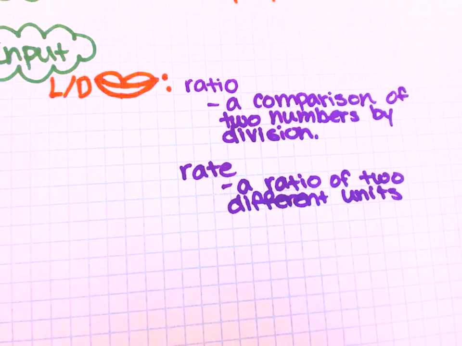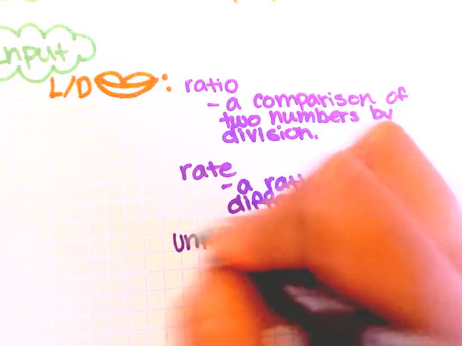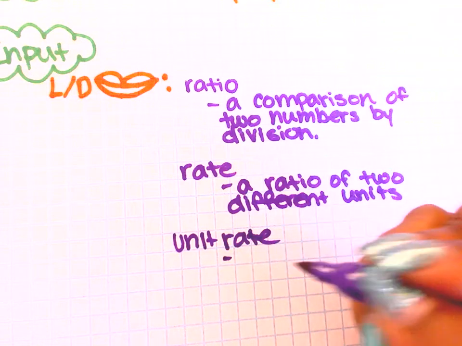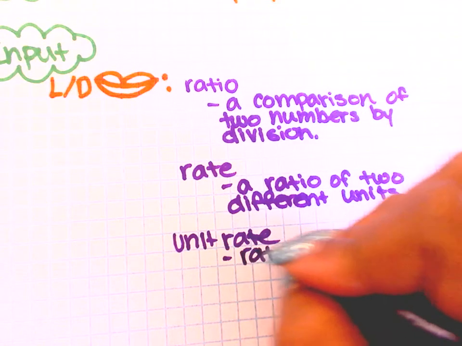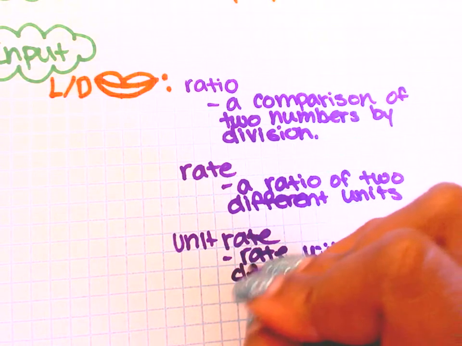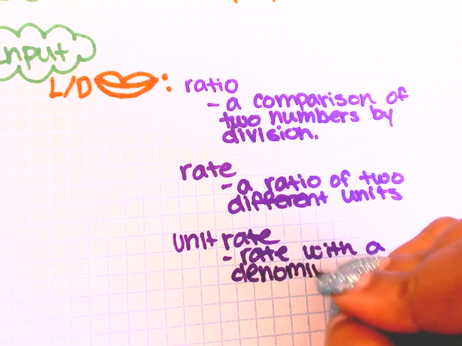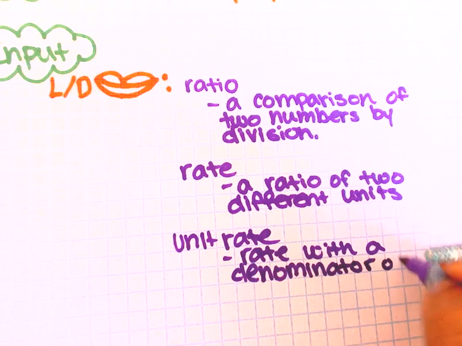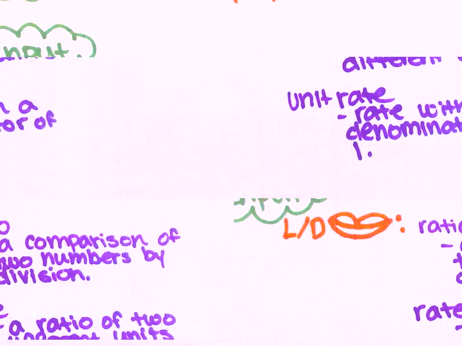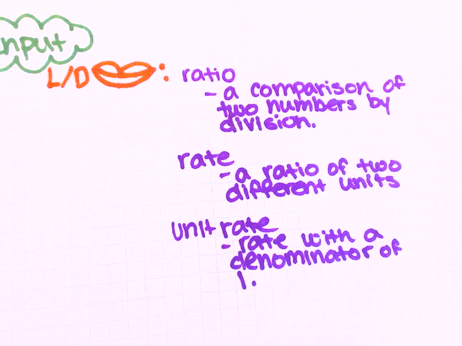And our last one is unit rate. And unit rate is a rate with a denominator of 1. A rate with a denominator of 1.